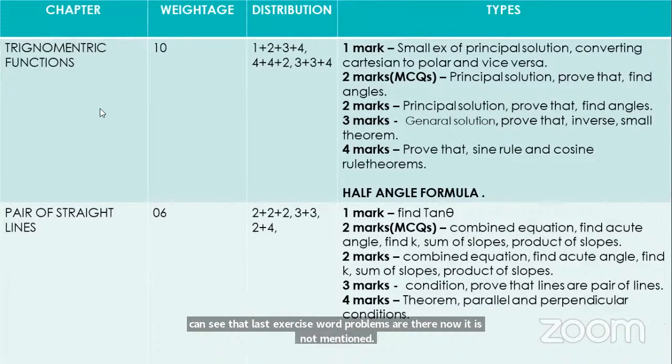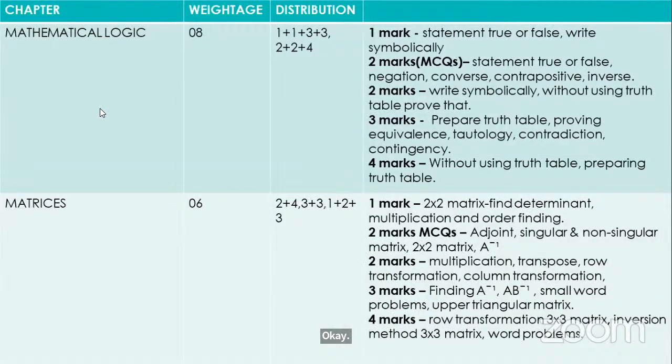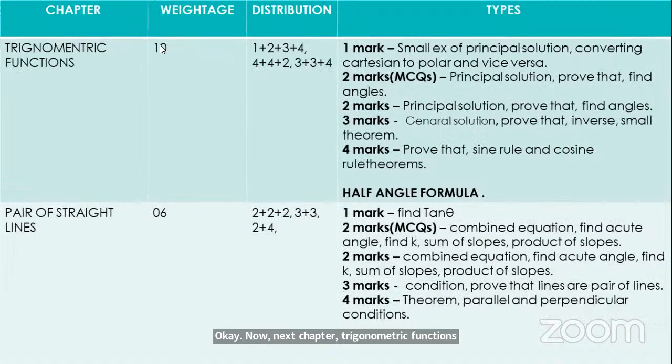Now the next chapter, trigonometric functions. It is a big chapter and it carries a weightage of 10 marks. You can see 1 plus 2 plus 3 plus 4, in this way the combination means it has all the types of examples, 1 mark, 2 marks, 3 and 4. Either they may ask you two 4-mark examples and one 2-mark example, or 3 plus 4 also. In this way they may ask you the combination in the coming exam. So all the types of examples are there.